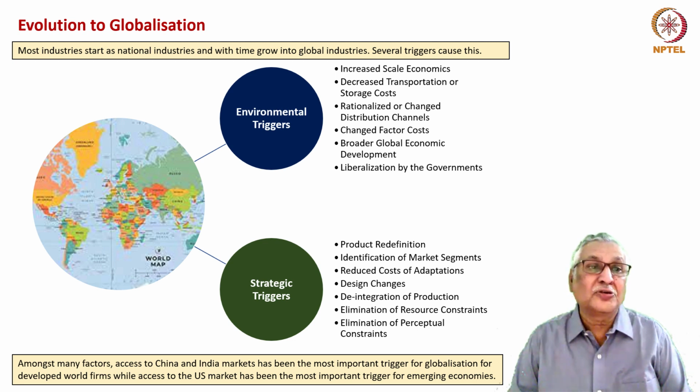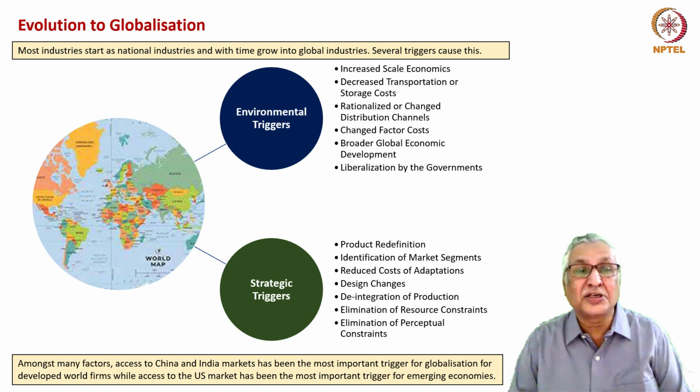How did the evolution to globalization happen? Most industries which are global today have started as national industries. The Japanese automobile industry started as a national industry. One or two companies were leaders in the Japanese automobile industry, Toyota and Nissan, and their know-how spread to other companies as well. And today, the Japanese national industry in automobiles is in fact a global automobile industry. And this happens with time.